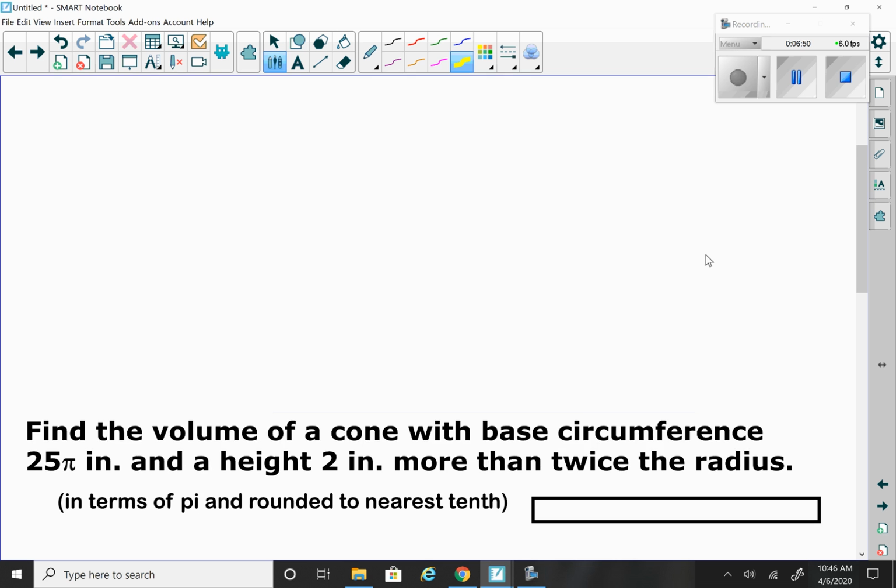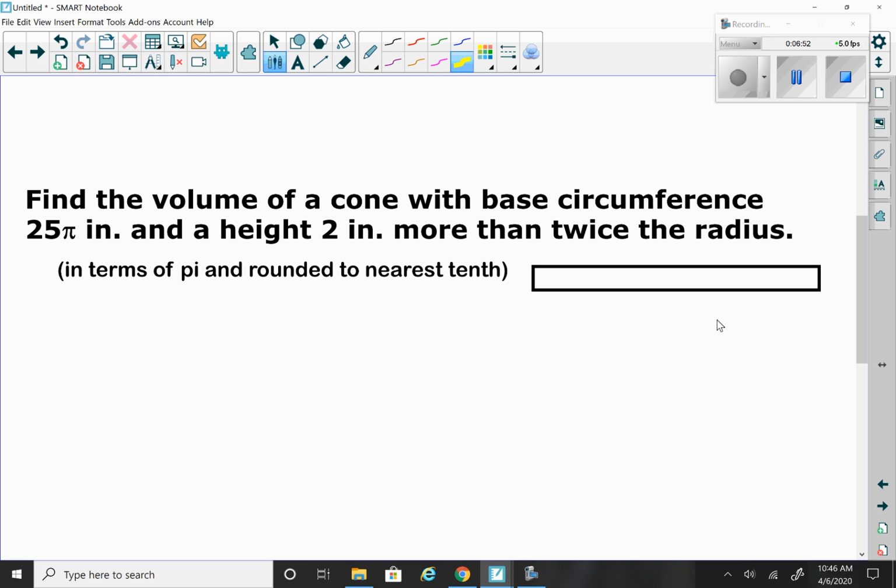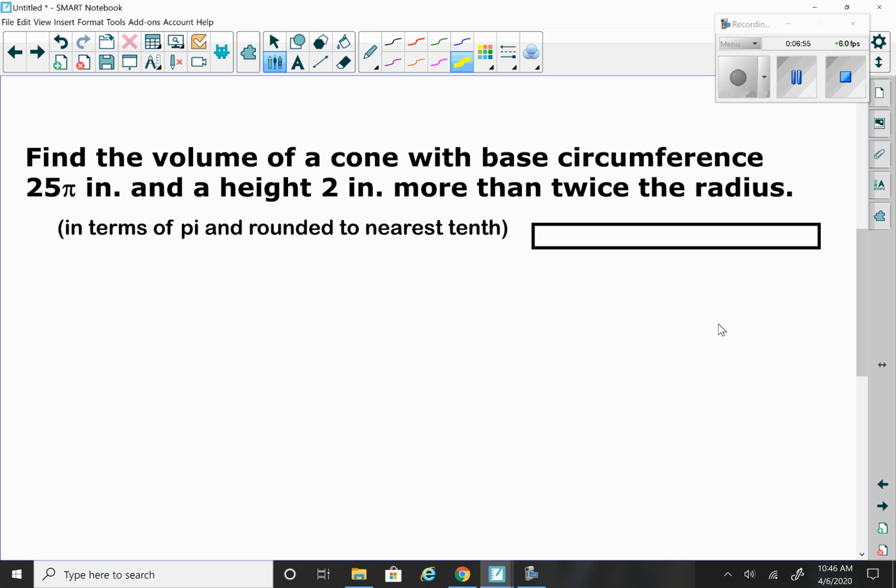So next we're going to try a couple of cone practice problems. It says find the volume of a cone with the base circumference 25 pi inches and the height 2 inches more than twice the radius. So again, if our circumference is 25 pi, we know the circumference of a circle is 2 pi r, so that's equal to 25 pi. If I'm trying to figure out what my radius is, 25 divided by 2, my radius is 12.5.